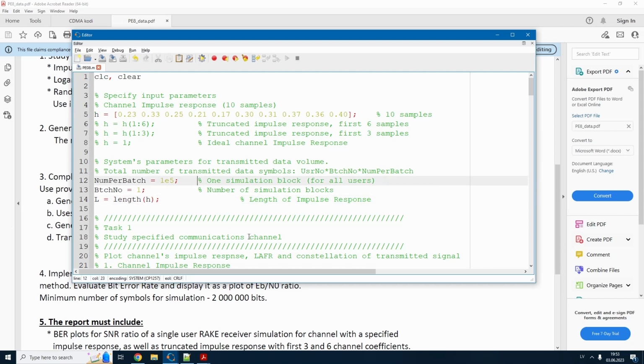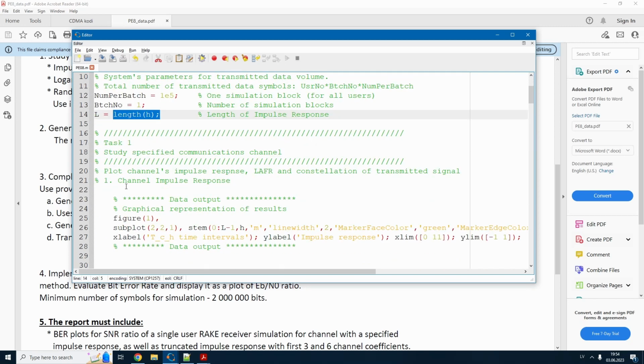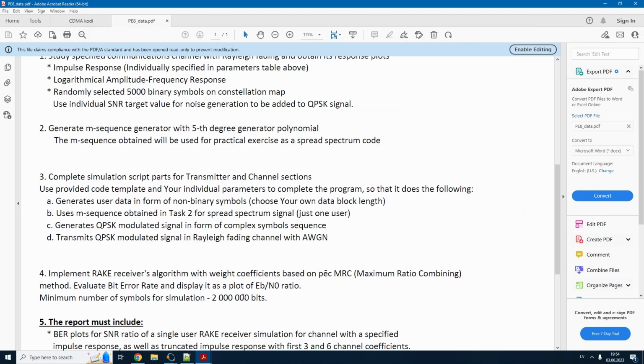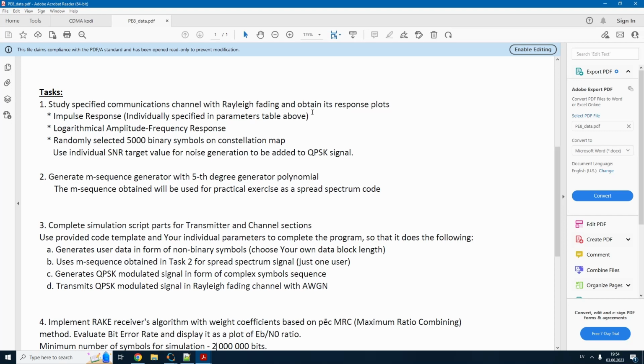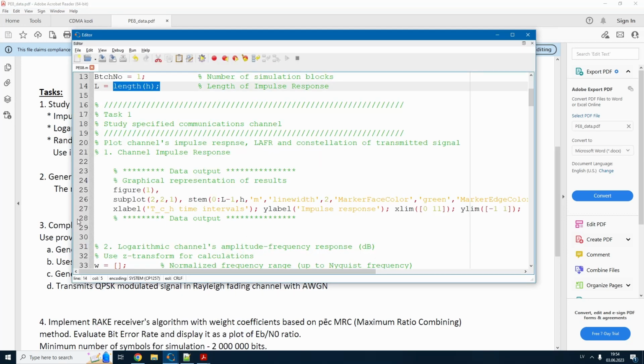We did this multiple times, so I'm going to copy and paste this without further explanation. It's really simple what is happening here. So the next thing is task 1, for which you need to obtain the plots for the impulse response, individually specified in parameters above, the logarithmic amplitude frequency response, and 5 thousand binary symbols transmitted, displayed on the constellation map. So here we are going to get the results. All that is relative to the drawing itself is actually already complete.